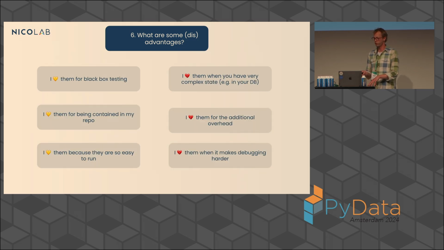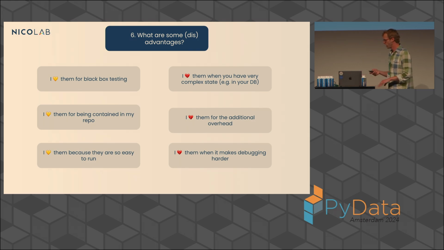So, to summarize, I love them for black box testing. At the highest level, I have the service, I put something in, something needs to happen. I love that they're contained in my repo. So if you get a new developer on board, there's a lot of documentation that a test like this tells you, and they can start developing more easily instead of having to onboard them on the integration testing part of things. And they're very easy to run.